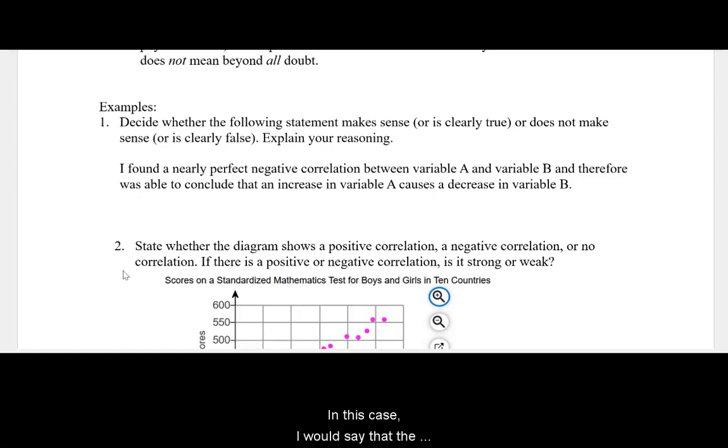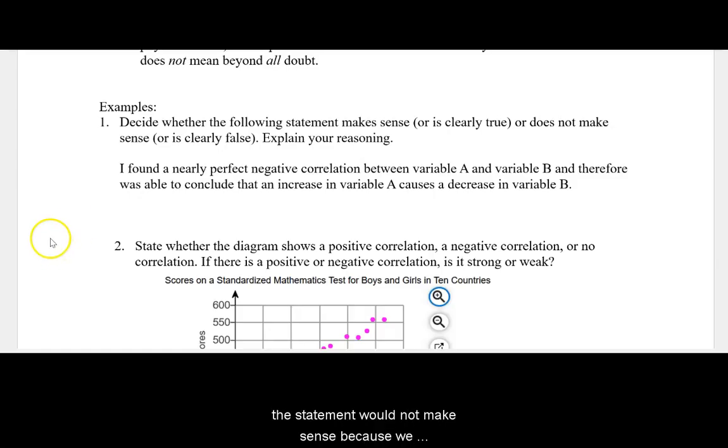In this case, I would say that the statement does not make sense because a correlation alone, and we talked about this, a correlation alone is not enough evidence to establish causality. So just because I found a nearly perfect negative correlation doesn't mean I can say the increase in variable A definitely causes the decrease in variable B. This is when I would have to go through my guidelines that we talked about, looking at the different types of causes and do further examination.